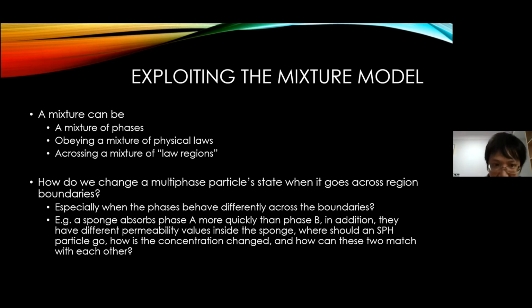Let us consider a toy example. A sponge absorbs phase A more quickly than phase B. In addition, they have different permeability values inside the sponge. For example, phase A can move much faster than phase B. Where should an SPH particle go on the boundary? And how is the concentration changed? And how can these two match with each other?